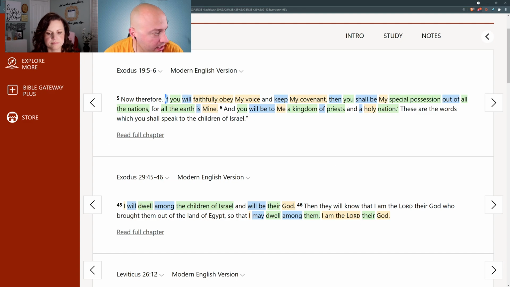So what is this word right here? If. What does that mean? That there is an if and a then, that there's a condition. There are conditions to this agreement.